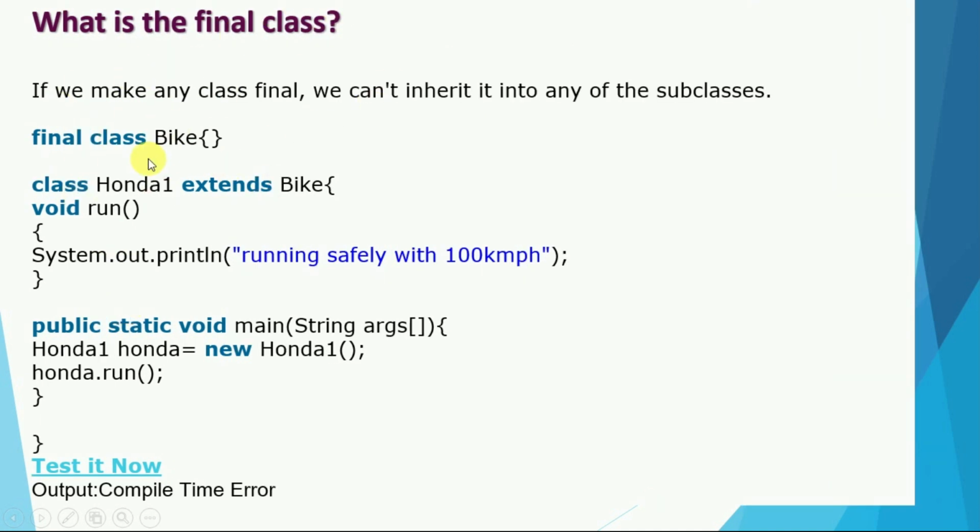So what is a final class? If we make a class final, we can't inherit it in any subclass. In this example, as you can see, it will throw an error. We have a parent class Bike and a child class Honda. The parent class is final, so we can't inherit it, and we are trying to extend it. That's why it will throw an error.